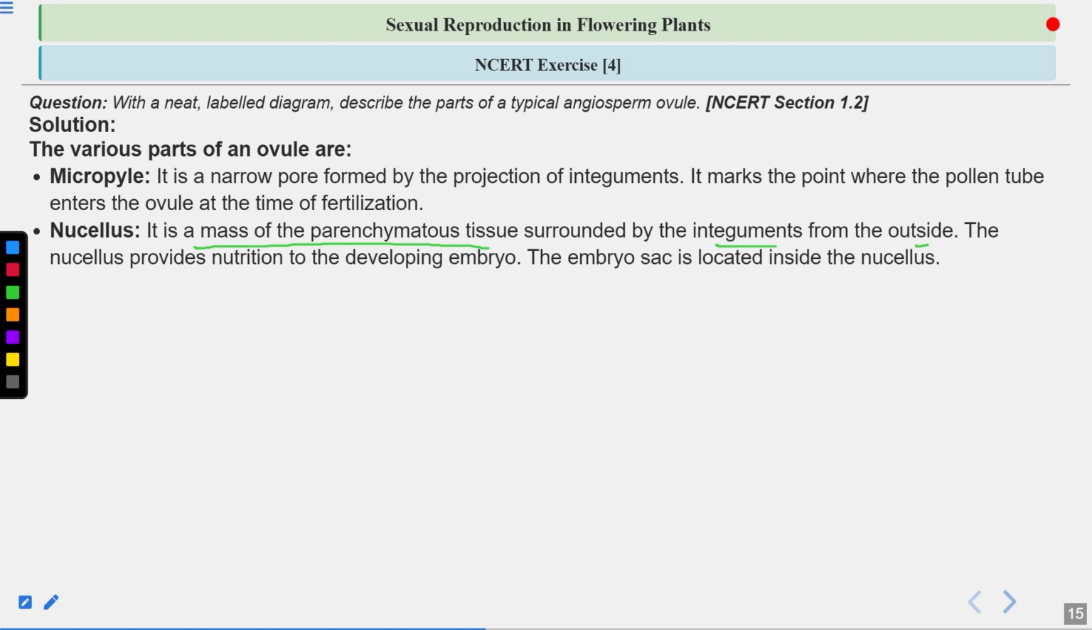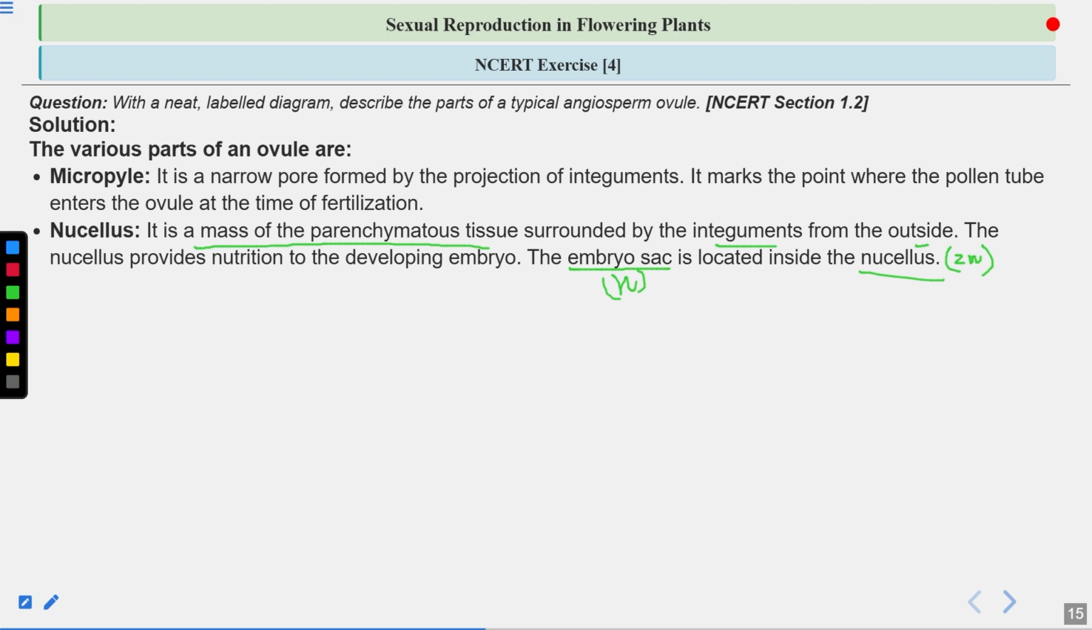The embryo sac. Now, what is the ploidy of this embryo sac? Embryo sac is located inside the nucellus. So first of all, the nucellus cells are diploid. But what is the ploidy of the embryo sac? It is a haploid structure. So remember all these points, these are very important. This ploidy is not asked in this question, but I'm telling you because it could be asked in some other questions, right?